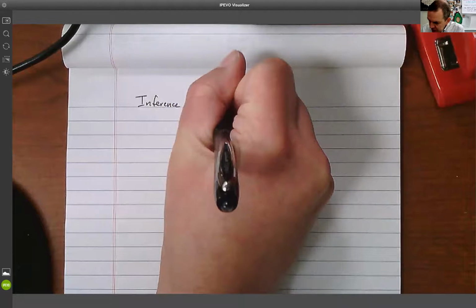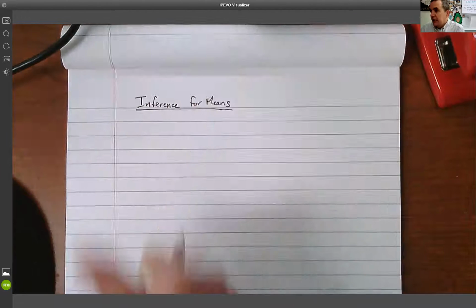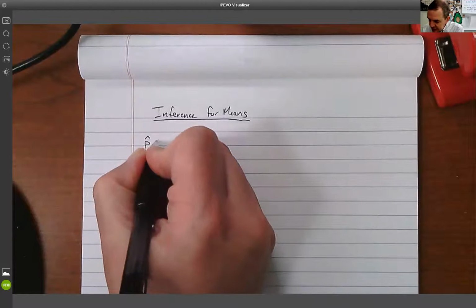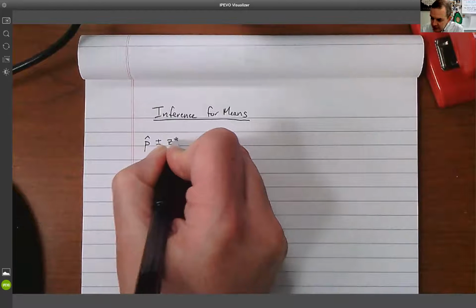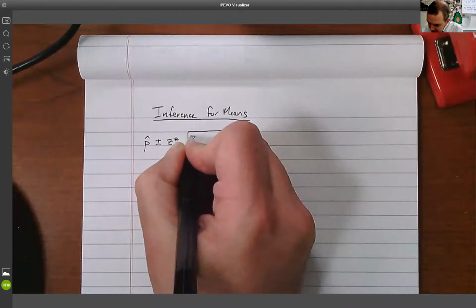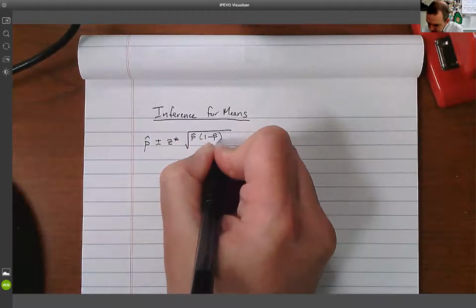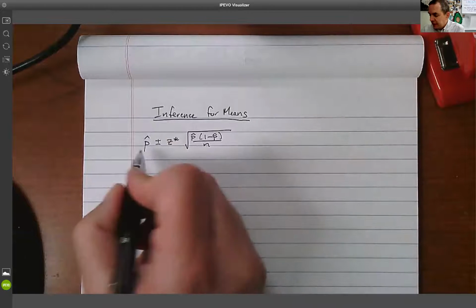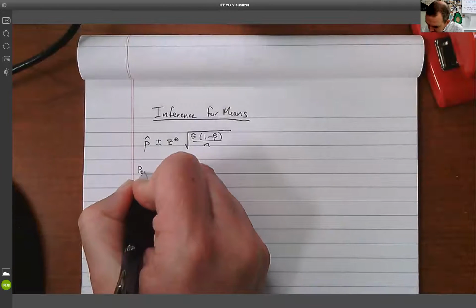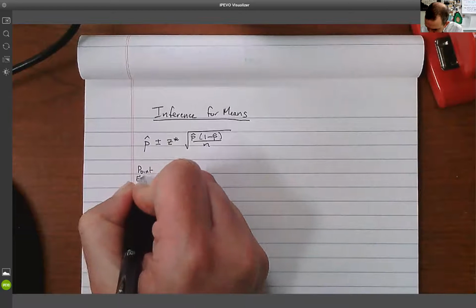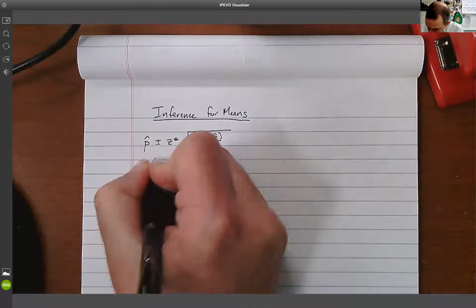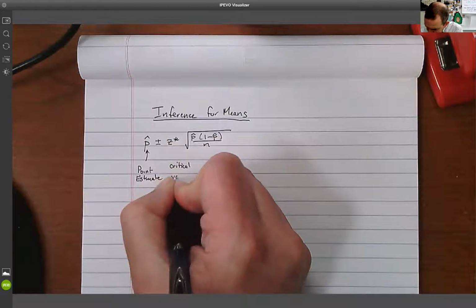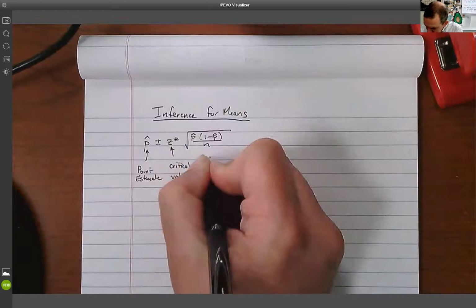So here's the deal. What we just did is inference for proportions. If you think about it, we did this as p hat plus or minus z star times the square root of p hat times 1 minus p hat over n. And that was our one sample confidence interval for proportions, where we had a point estimate. This was our point estimate. This was our critical value. And this was our standard error.